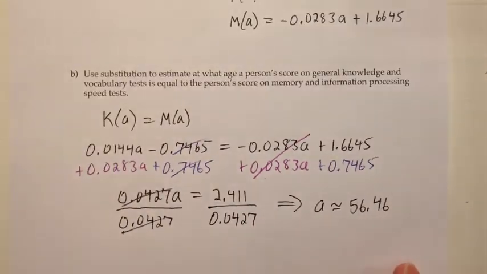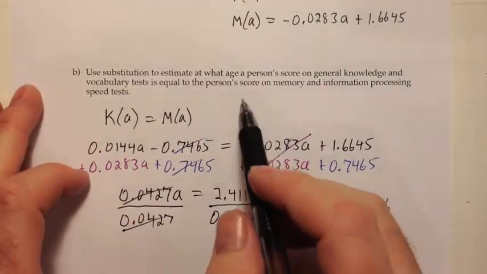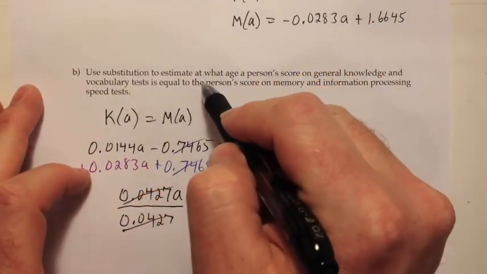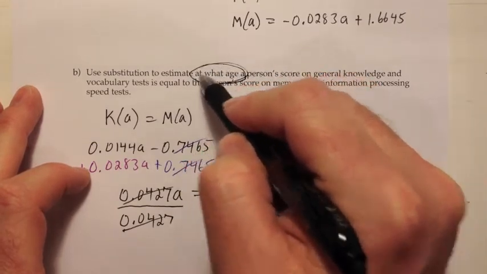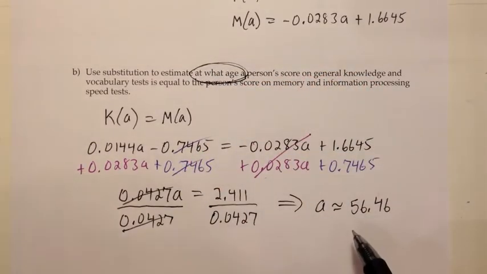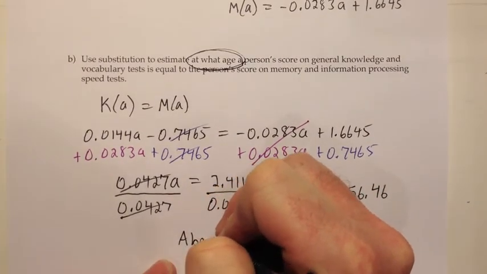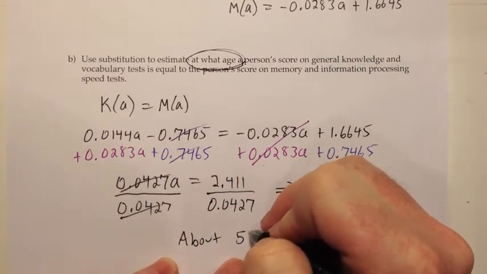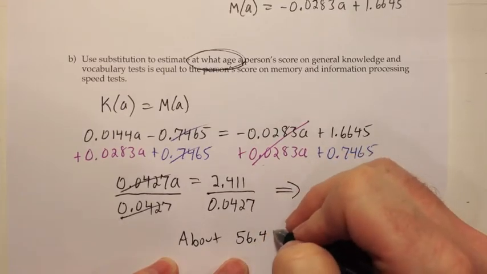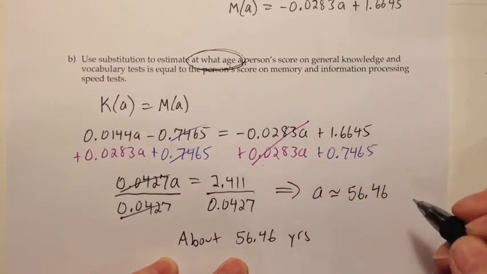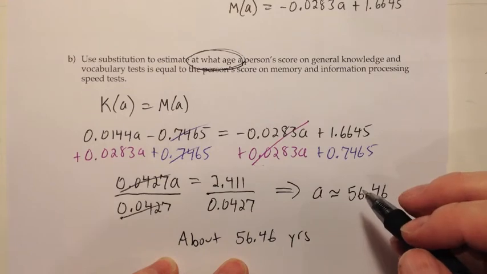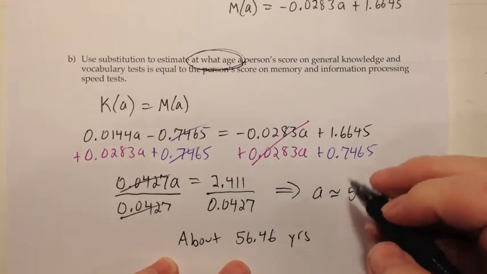a is the person's age. What did they ask me to find? Use substitution to find at what age. So age is what we were trying to find. It didn't say how to round it here, so I'll just leave it there and say when you're about 56.46 years old, that would be the age where you're getting the same score on your knowledge test and your memory test.